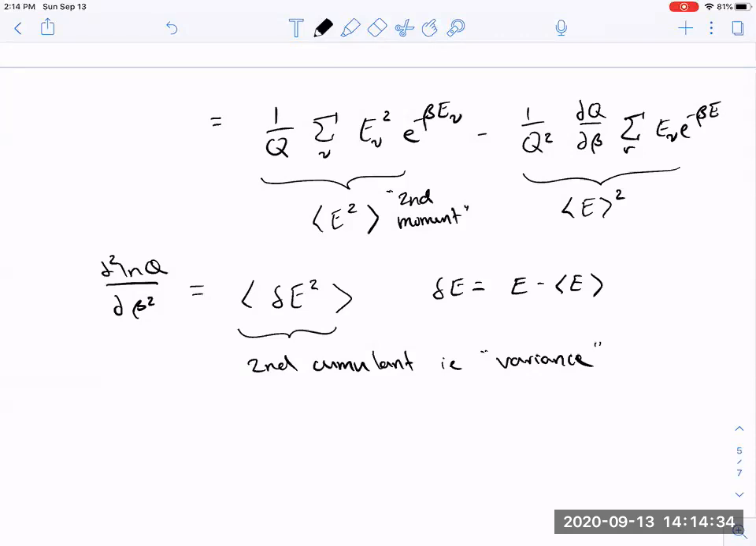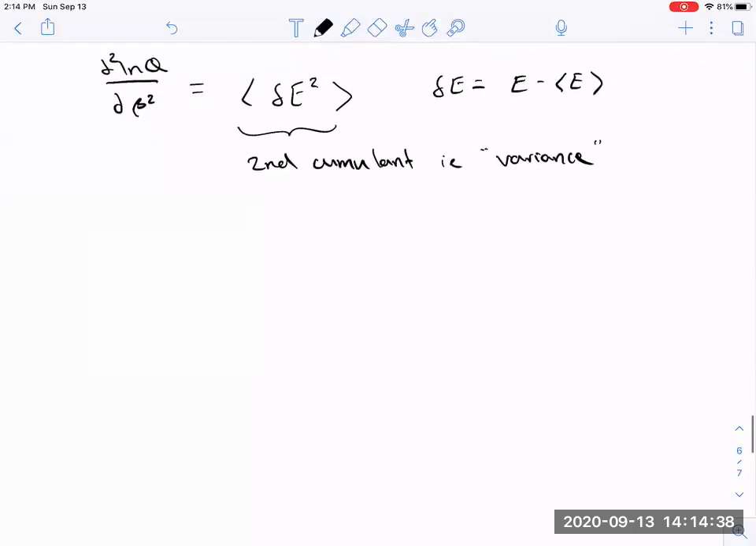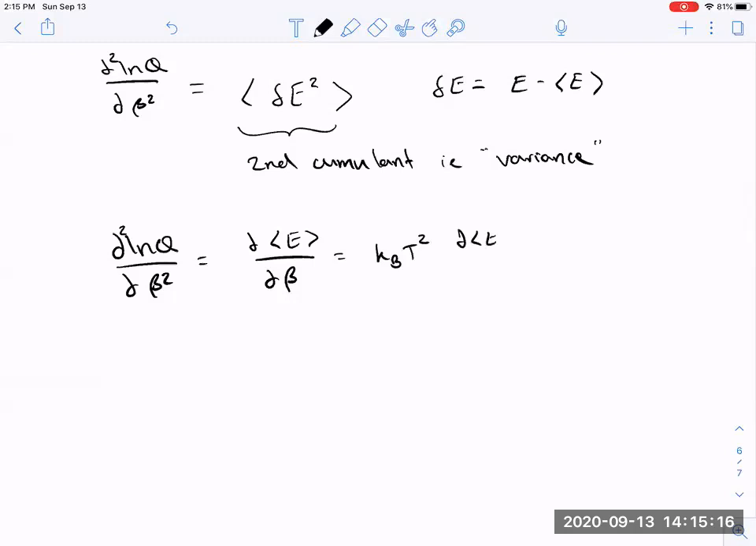Now, rather than doing that, let's note that we also know that we could have performed this derivative by noting that d log Q d beta squared was the same thing as d average energy with respect to beta. Again, noting the relationship between beta and the temperature, we could, instead of taking the derivative with respect to beta, take it with respect to temperature. And we'd need the Jacobian of the change of variables given as a factor of kBT squared. So then the second derivative could be written as kBT squared dE dT.